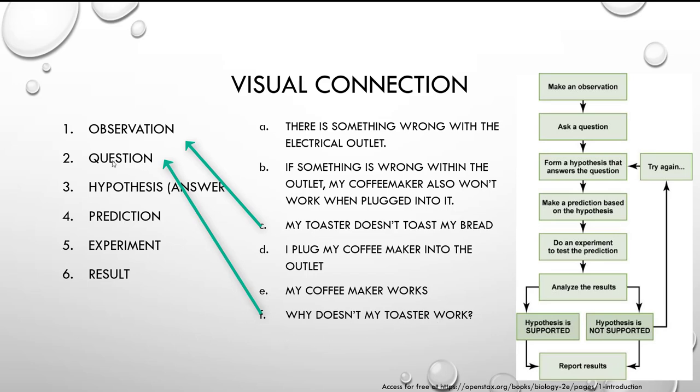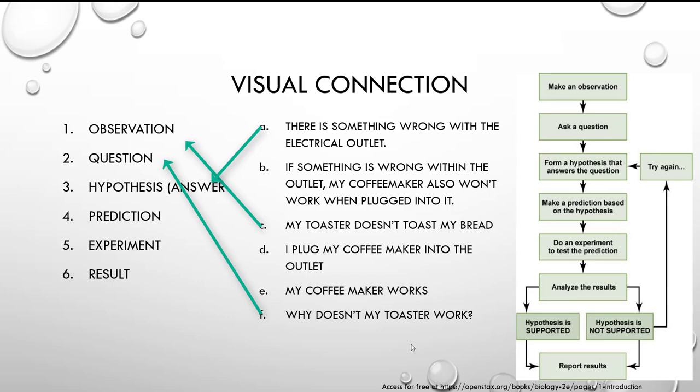Okay, so now we have to find the hypothesis. Which one do you think is the hypothesis? If you said A, I would agree with you. There is something wrong with the electrical outlet. And that is testable, right? And it's falsifiable. We can test whether there's something wrong with the electrical outlet, and we can falsify it, because maybe there's nothing wrong with it.